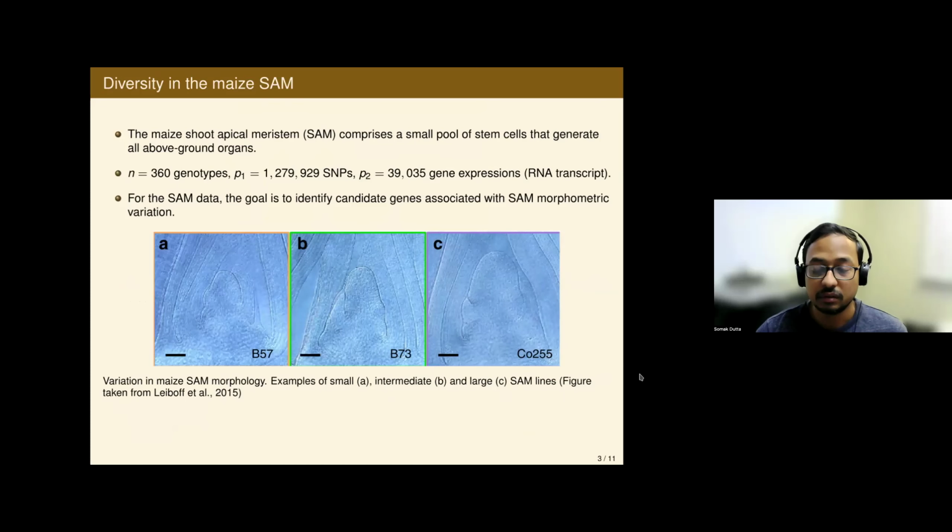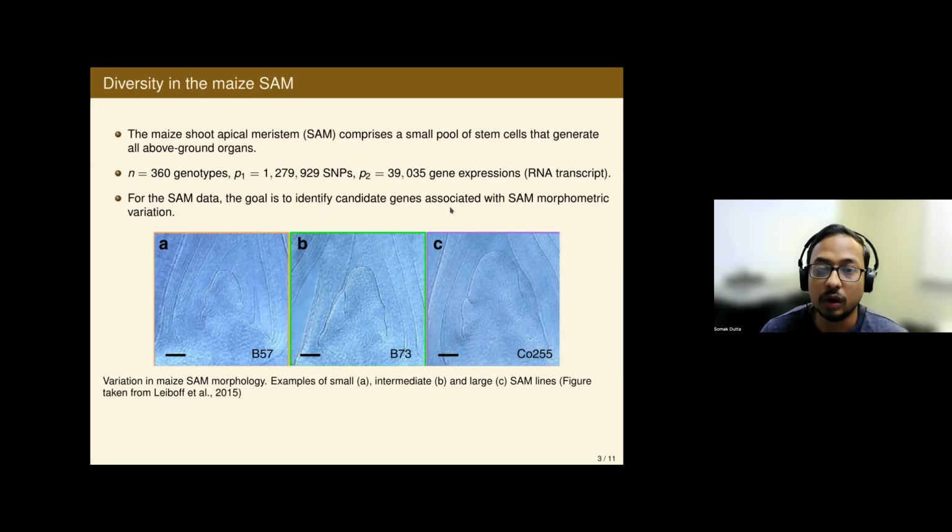So our example data set would be on a SAM panel. So it's a shoot apical meristem panel. It comprises a small pool of stem cells that generate all above ground organs. That's the phenotype. In this SAM panel, we have 360 genotypes. We have close to 1.2 million SNPs and around 39,000 gene expressions in the transcript data.